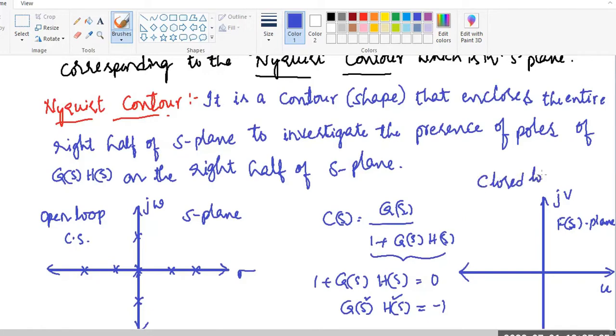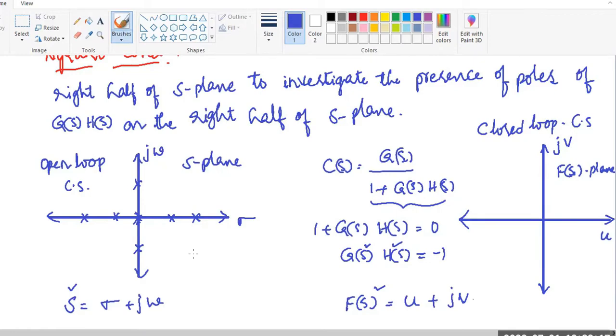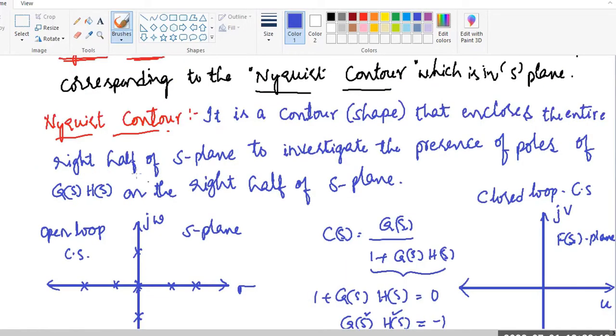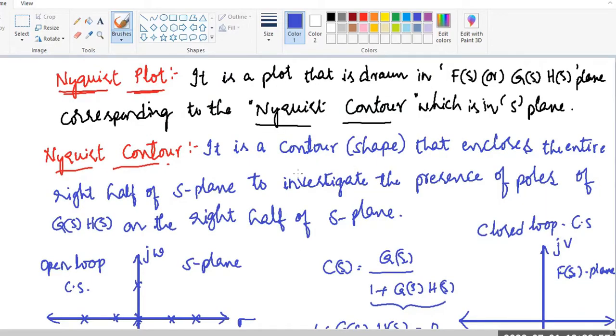So that is why here we can consider it for closed loop control system. Now let us see what is meant by Nyquist contour. Generally, a contour is nothing but a shape that encloses the entire right half of the S-plane to investigate the presence of poles of G of S into H of S on the right half of the S-plane.